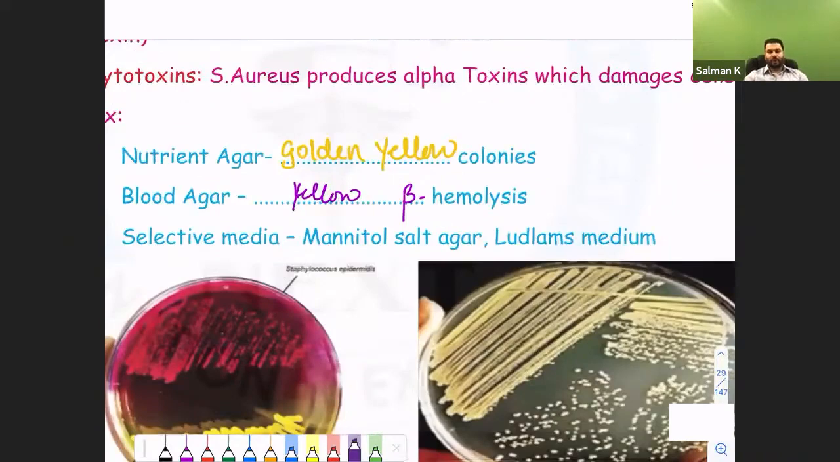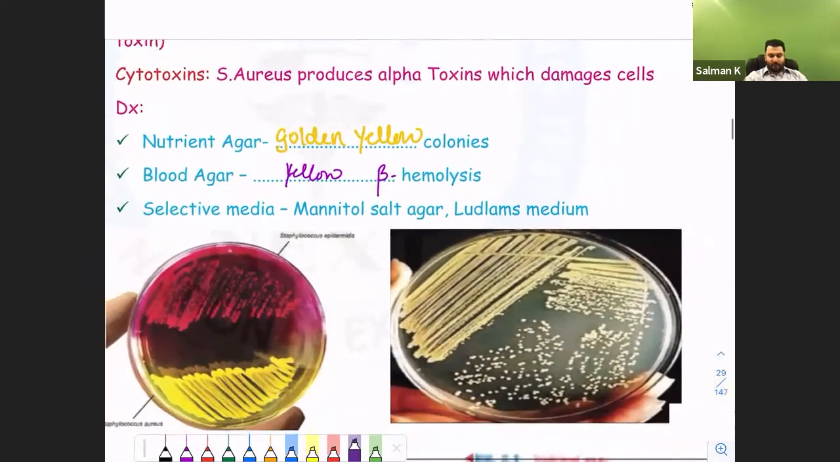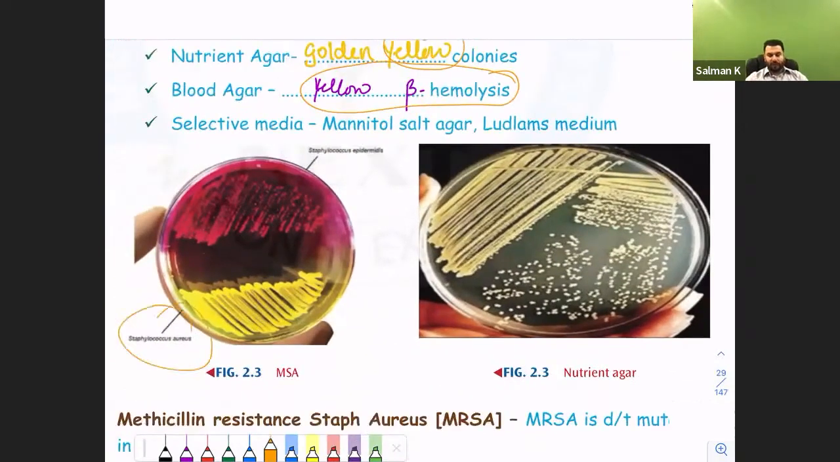Okay. Coming to the identification properties of this organism, wherever you see it, it's going to produce yellow color colonies. Okay, yellow, yellow, yellow. On nutrient agar, yellow color. On blood agar, yellow color, that is beta hemolysis. And on selective media called mannitol salt agar, again the yellow.